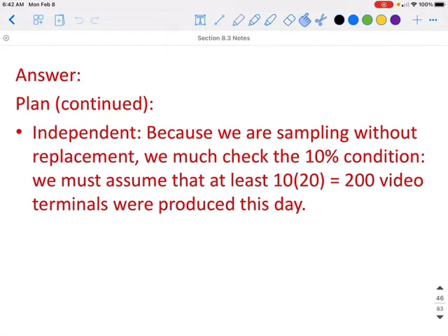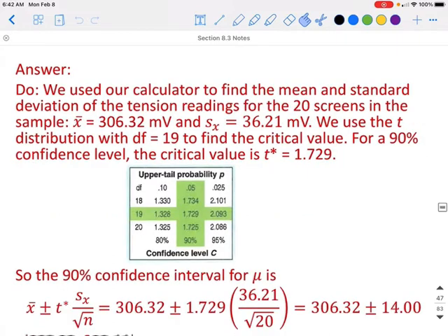So next is the do. This is when you're going to do all of your actual calculations. We used our calculator to find the mean and the standard deviation of those 20 screens. They gave us the data for those 20 values. Remember, you can input all that data into your list one, and then use your calculator to generate the mean and the standard deviation. So the mean for our sample was 306.32, and our standard deviation, or Sx, is 36.21.